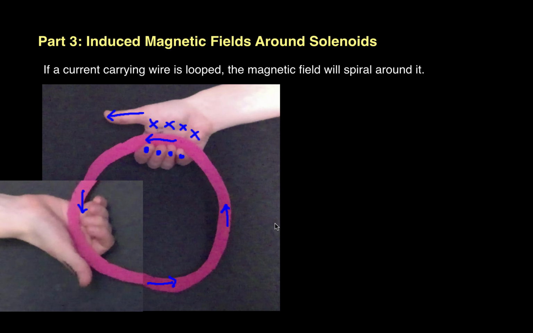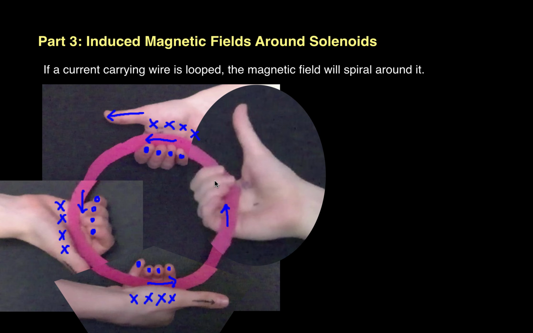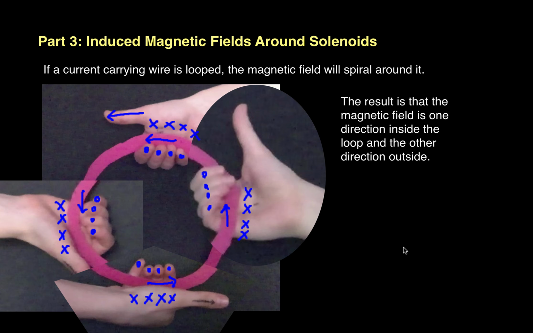This continues as you move your hand around the loop, with the magnetic field coming out of the page on the inside of the loop and going into the page on the outside of the loop. The result is that the magnetic field is one direction inside the loop and the other direction outside always. This is magnified if you add more loops.